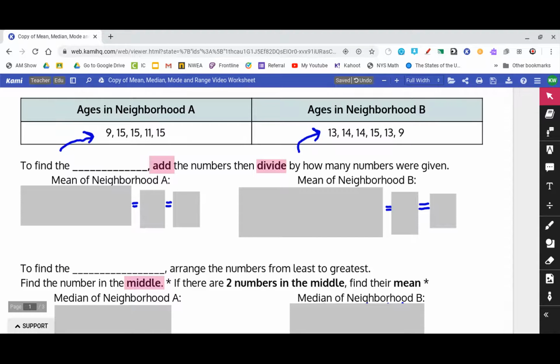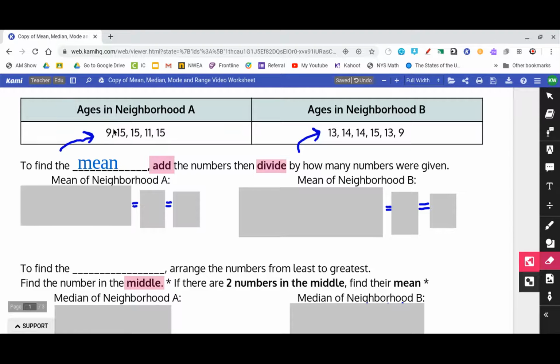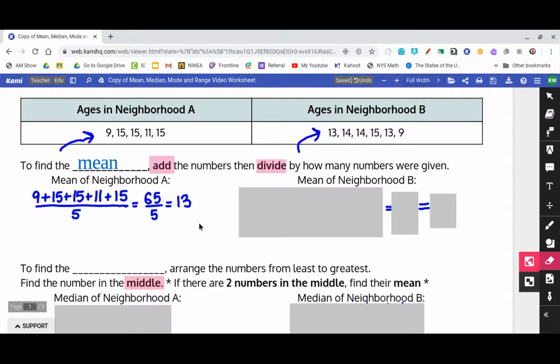So first, let's start with the mean. And this might seem really familiar to you because you have learned how to do this before. To find the mean, you're going to add the numbers together, and then you're going to divide by how many numbers were given. So for example, in neighborhood A, the numbers are 9, 15, 15, 11, and 15. You have to add those numbers together and divide by 5 because there are 5 numbers there. When you add the numbers in the numerator together, you get 65. So you're really doing 65 divided by 5, and 65 divided by 5 is 13.